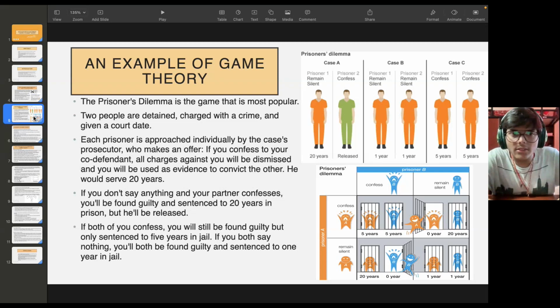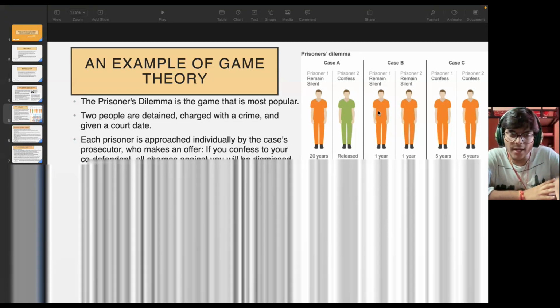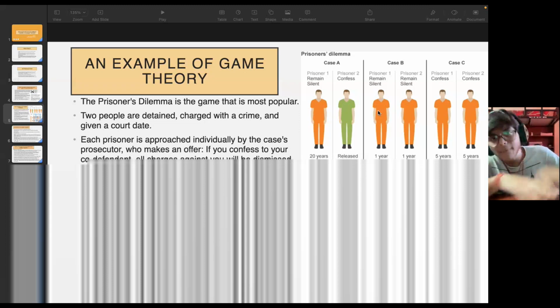Three cases there are. So what's the first case saying? Each prisoner is approached individually. So I'm going to prisoner one and prisoner two, and we are approaching them individually by the case prosecutor, who makes an offer: if you confess against your co-defendant, all charges against you will be dismissed, right? So if this guy confesses about this guy, all charges against prisoner two will be dismissed.